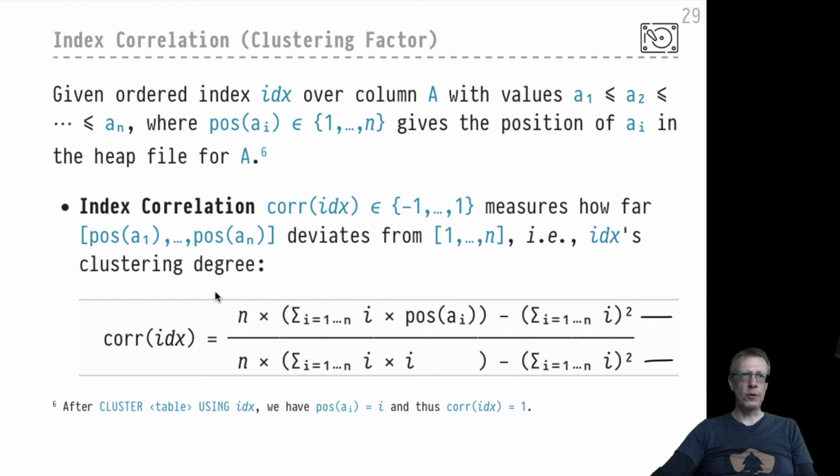Let's do that. Okay, one last switch over to the PostgreSQL terminal.